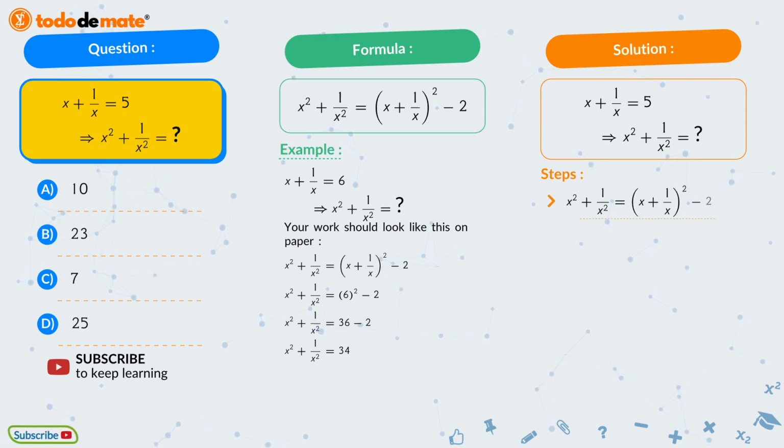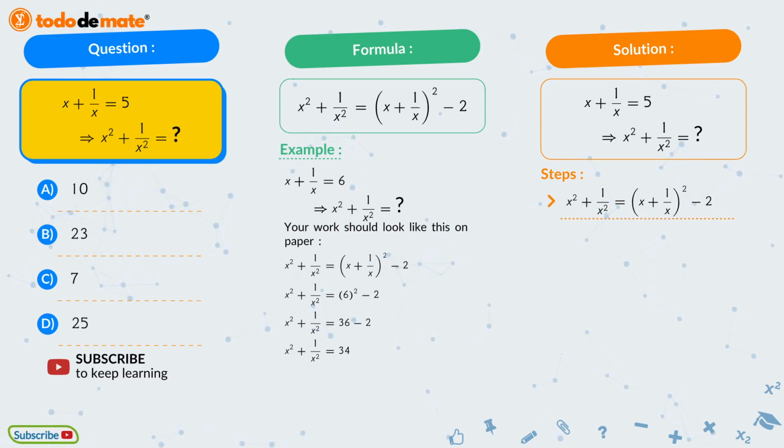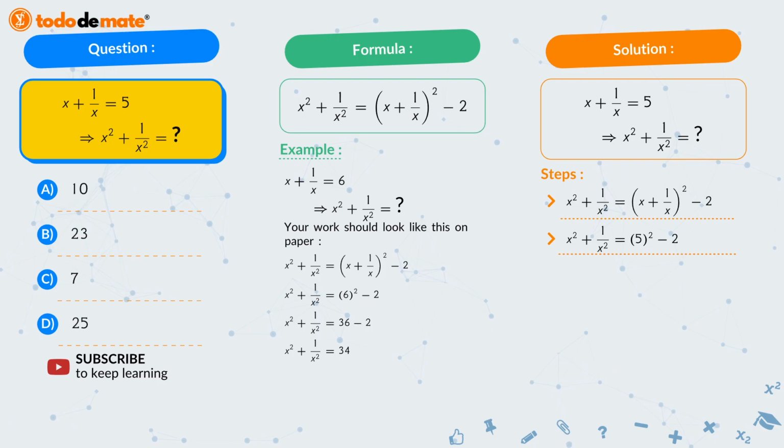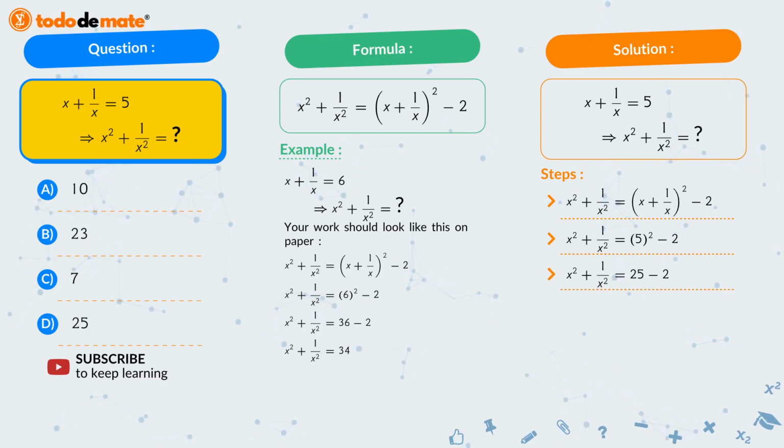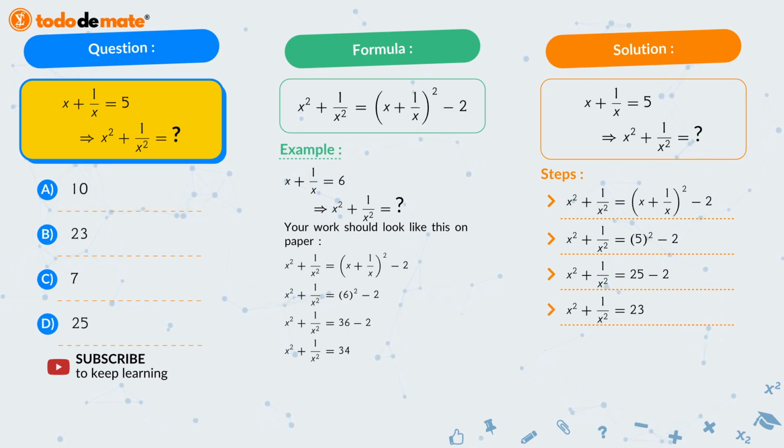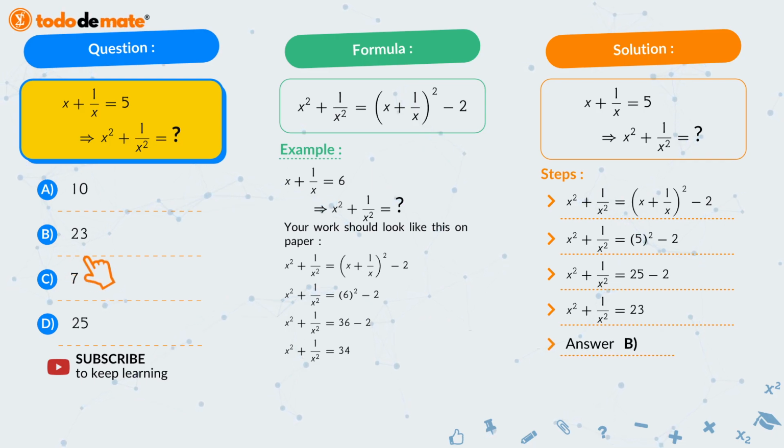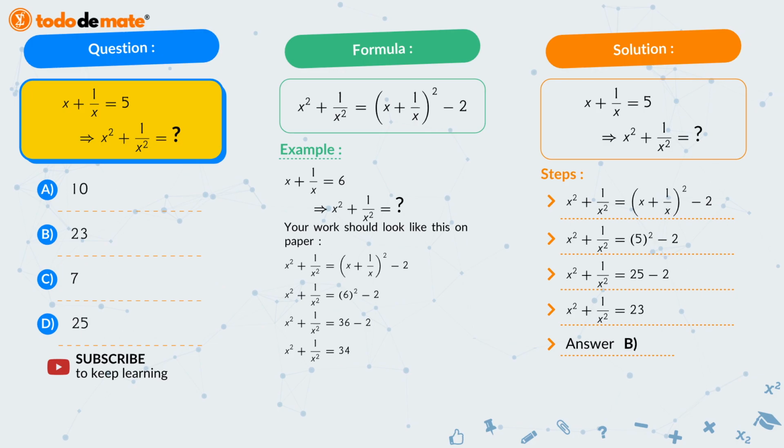First step. Second step. Third step. Fourth step. Therefore, the correct answer is the option B.